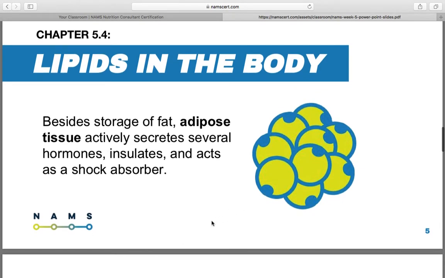So lipids are fats in the body. Besides storage of fat, adipose tissue actively secretes several hormones, insulates, and acts as a shock absorber. So this is something, if somebody asks why is fat important for your diet, here you go. It secretes several hormones, insulates, and acts as a shock absorber.